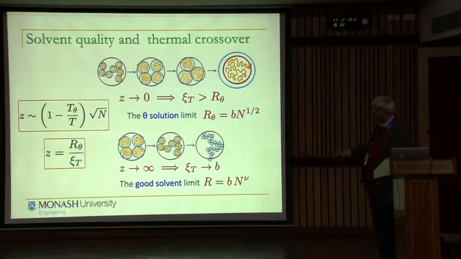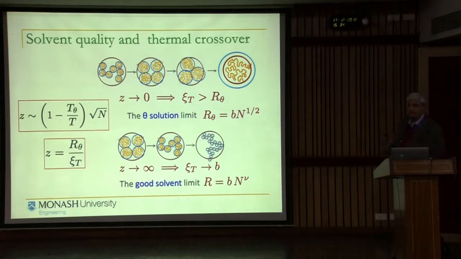On the other hand, imagine that your thermal blob is getting smaller and smaller and smaller. You need fewer monomers to get kBT energy. And so, in other words, Z is becoming larger, until finally the thermal blob is the size of a monomer, and the entire chain then excludes itself. And then you have self-avoiding walk statistics, and this is where you follow the Flory rescaling. So this variable Z is very convenient to understand the crossover all the way from theta to good.